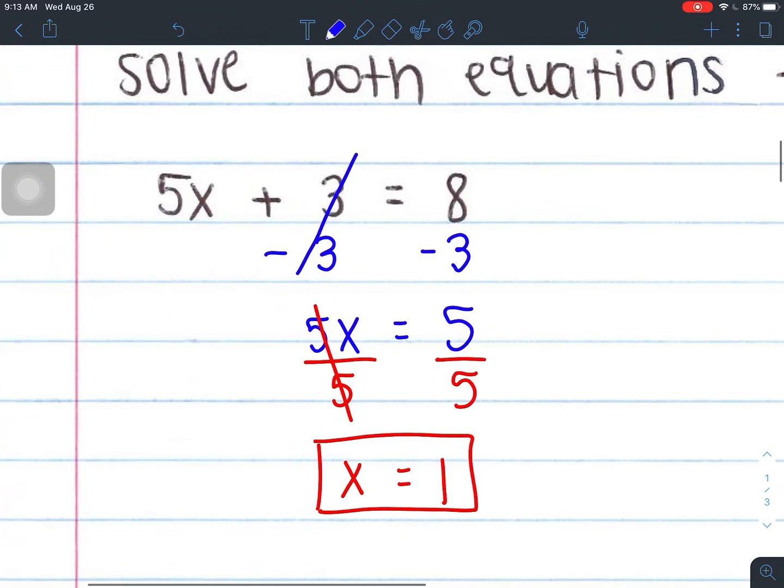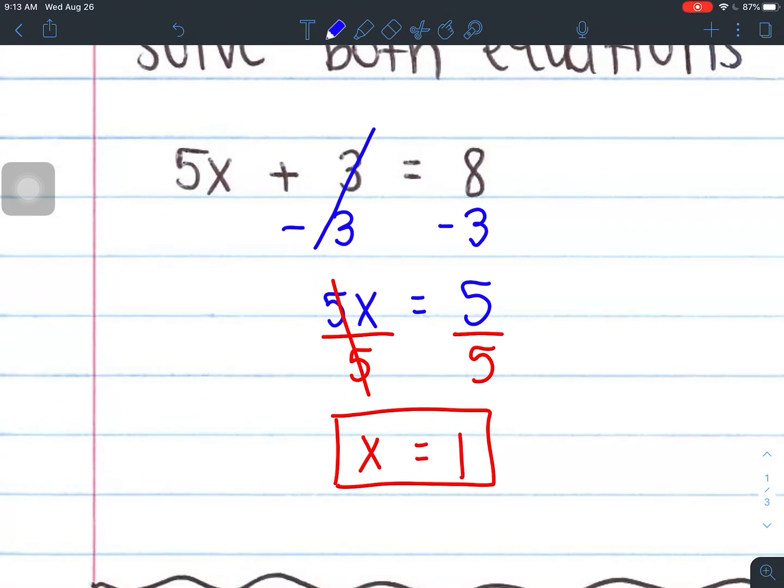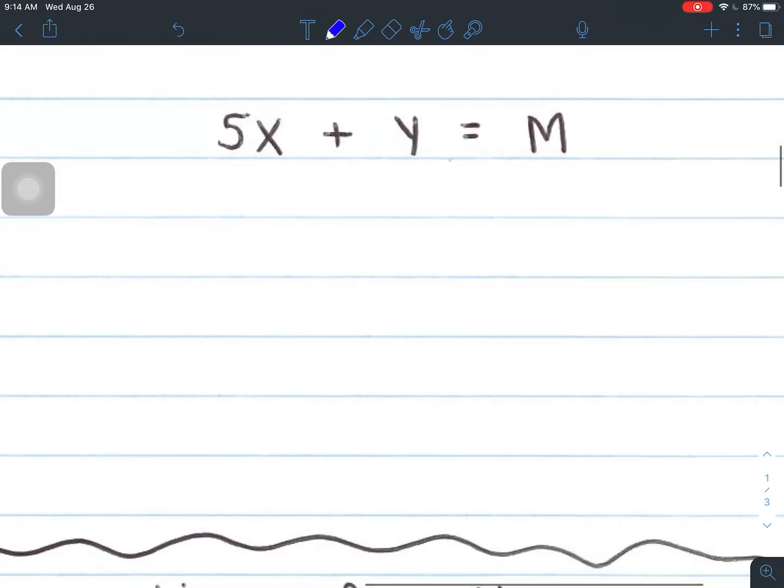Well, let's go ahead and take a look at what our first step here was. Okay, it looks like we subtracted the 3 first because we noticed that it's next to the 5x and you always want to add or subtract before you multiply and divide. So over here, my first step would be to subtract the y over. y minus y cancels, becomes 0. And what I have left is 5x equals, now over here I have m minus y.